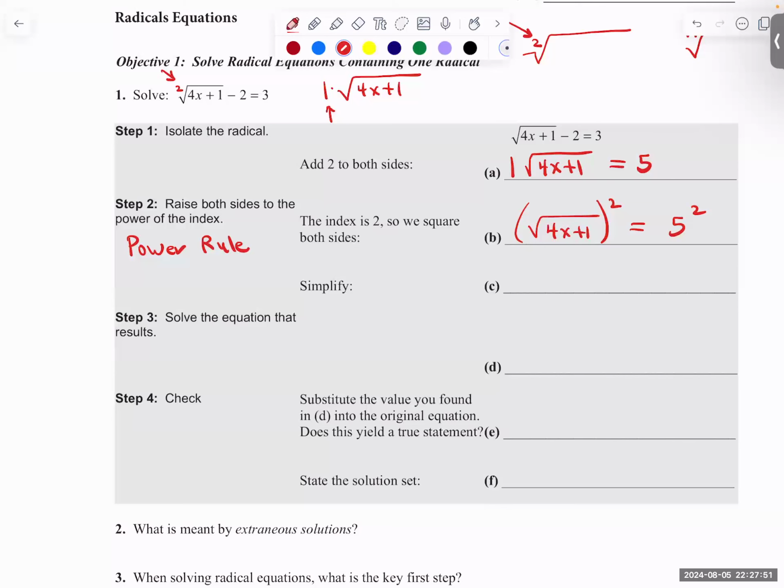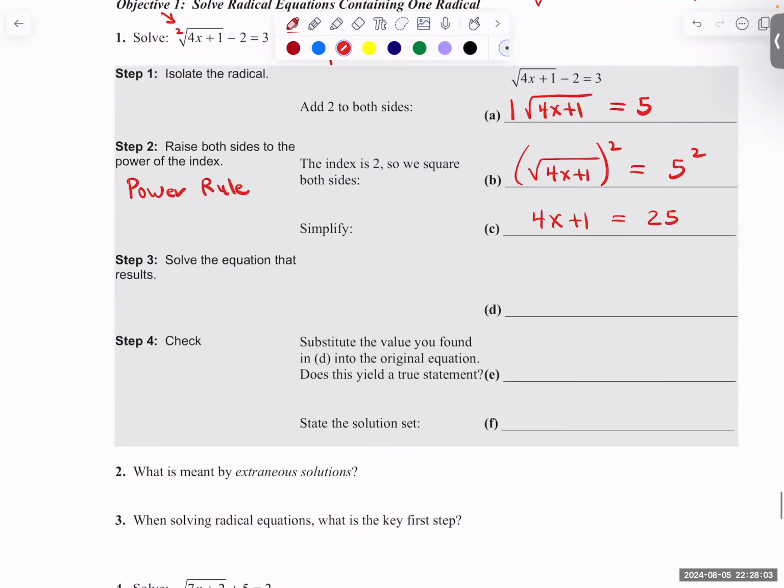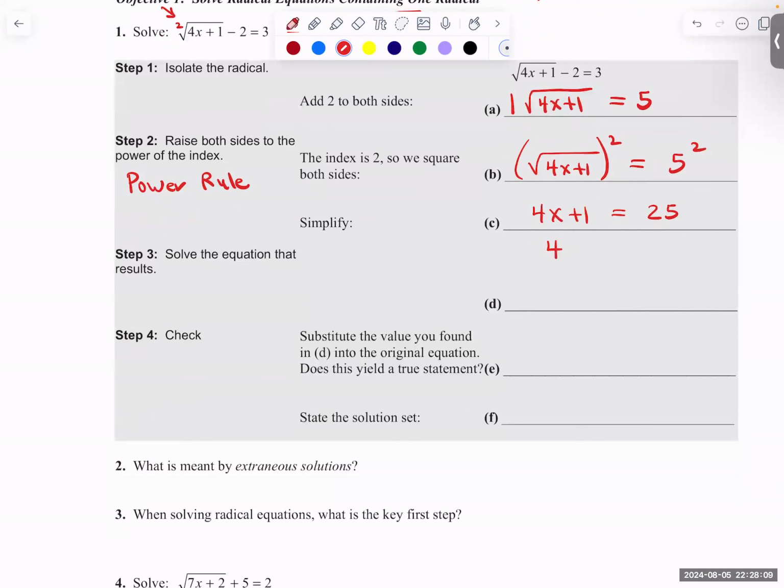Squaring the square root will eliminate the radical, so we get 4x plus 1 is equal to 25. And now we use algebra. So 25 subtract 1 is 24. So 4x equals 24. When we divide by 4 on both sides, we get x equals 6.